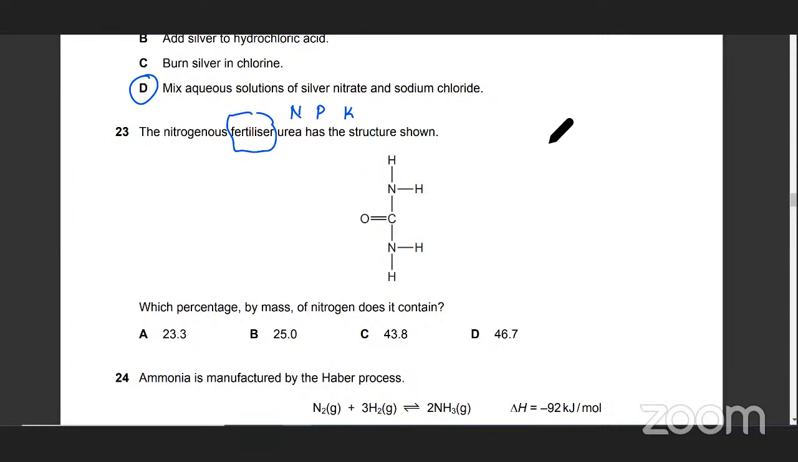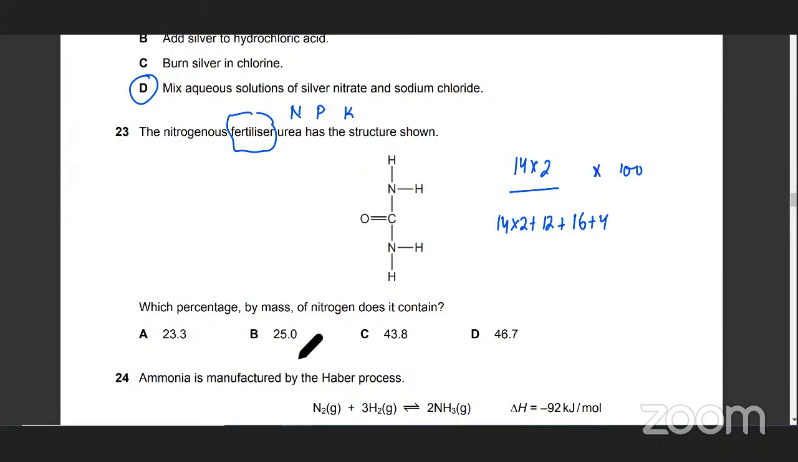The other thing is कि fertilizer की उसने एक question moles के ऊपर था कि which percentage by mass of nitrogen does it contain? So how do you find that? It contains 2 nitrogen, so that's 14 into 2 divided by the total mass. What's the total mass? That's 14 into 2 plus there's 1 carbon, that's 12, plus there is an oxygen, so that's 16, plus there are 4 hydrogens, so that's plus 4, और into 100 कर लो.